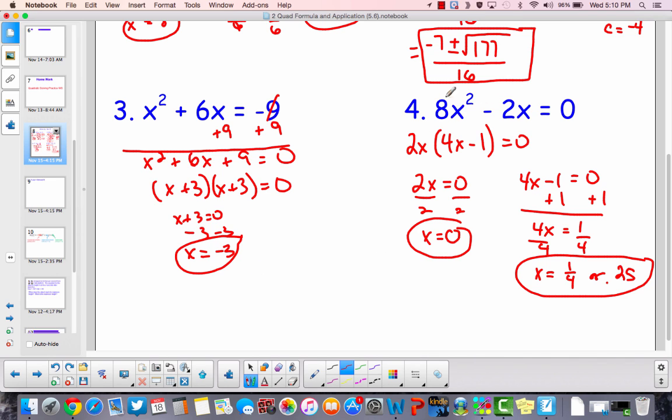This has only two terms. I look for my GCF, which is 2x, and that factors out into 4x minus 1. Set each piece equal to 0, and I get x equals 0, or x equals 1/4, or 0.25.